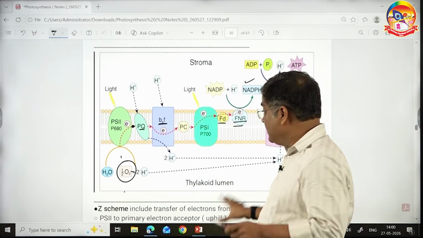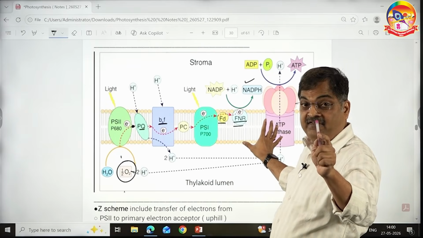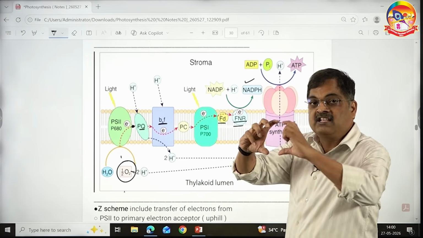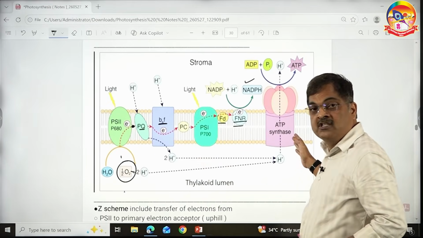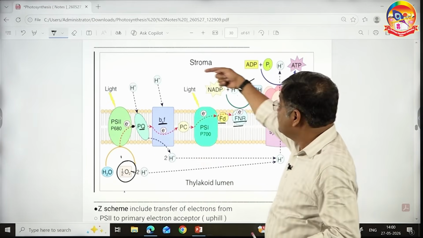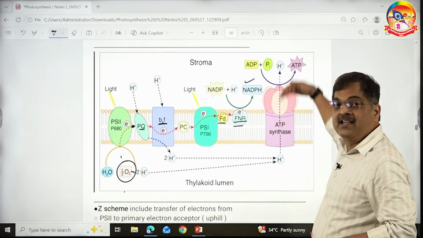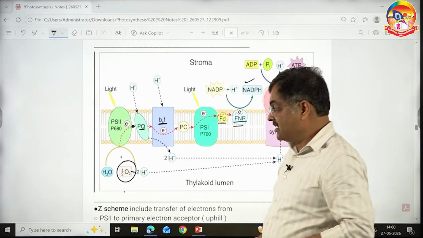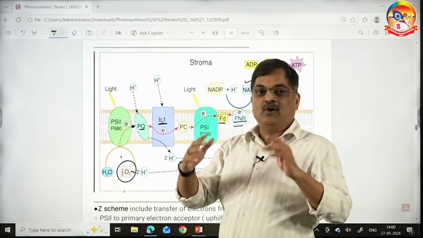That is the reason there is one carrier. This time, it is acting as a facilitated diffusion carrier. This tail is acting as a channel for the movement of protons. When protons move from lower to higher, energy is needed. When the same protons move from higher to lower, energy will be liberated, and that energy liberated will help in the synthesis of ATP. This is said to be chemiosmosis.